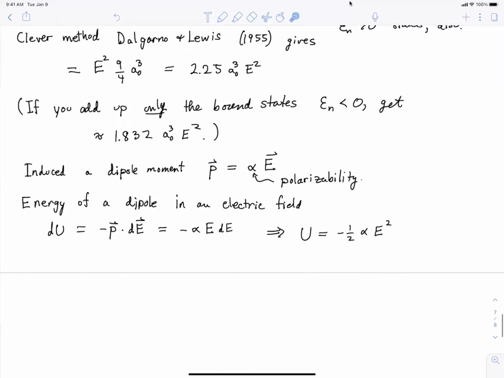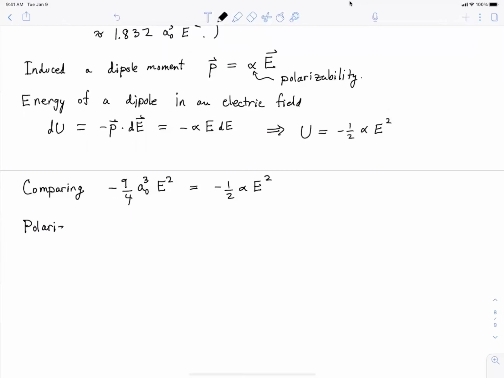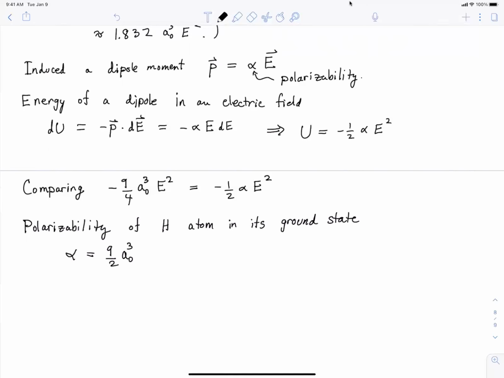And the polarizability is something that people can go off and measure. So just to summarize that, if we compare what we actually found to the general formula that says what polarizability is, we're getting minus 9/4 from Dalgarno and Lewis, a0 cubed e squared, should equal minus 1/2 the polarizability times e squared. And so that tells us the polarizability of the hydrogen atom in its ground state is alpha equals 9/2 Bohr radius cubed. And now you can just plug in the numbers. We know numerically what the Bohr radius is. And so this turns out to be 6.67 times 10 to the minus 31 meters cubed.